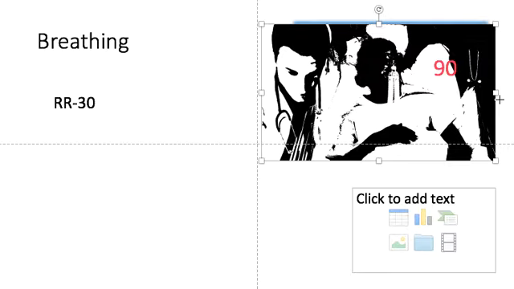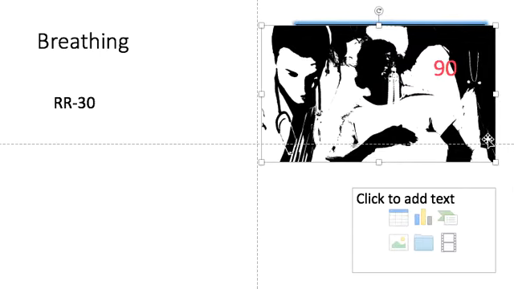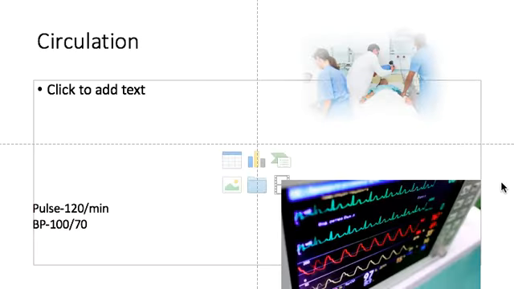There were no basal crepts, and then the circulation. So he was in shock. So now this is probably the reason. Still, we have not done disability, but I said he actually responded to verbal commands. So it's unlikely to be a neurological cause. But anyway, shock.